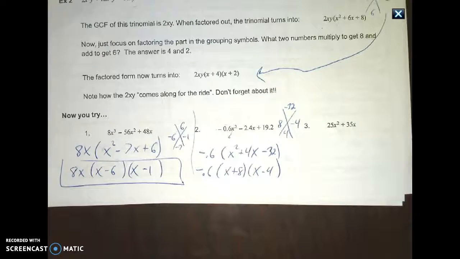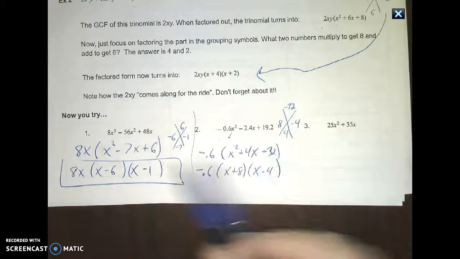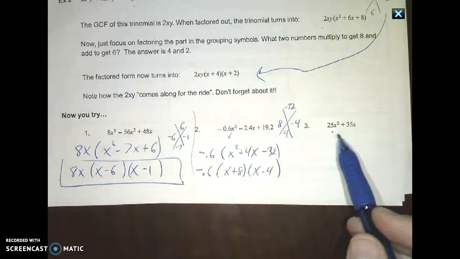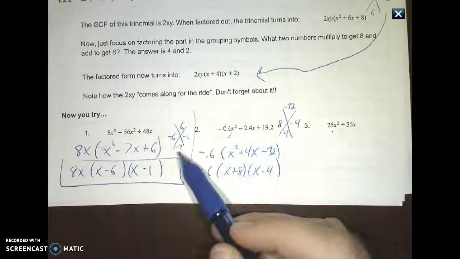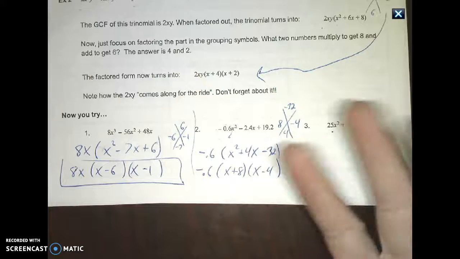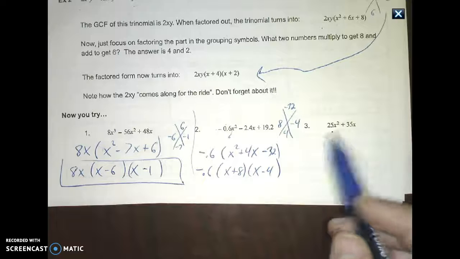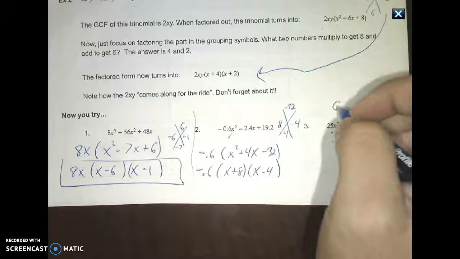Now, please note, what do you guys see is different about number 3 compared to 1 and 2? Well, there's only 2 things, so I'm not going to be able to do my x method. I can only do the x method with a trinomial, but here I have a binomial. So all I'm looking for here is a GCF.